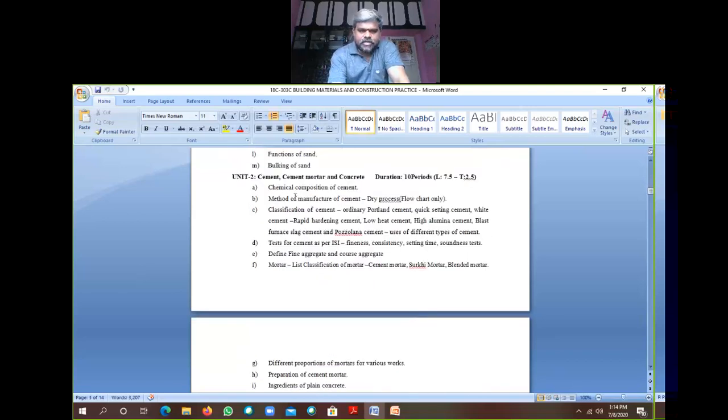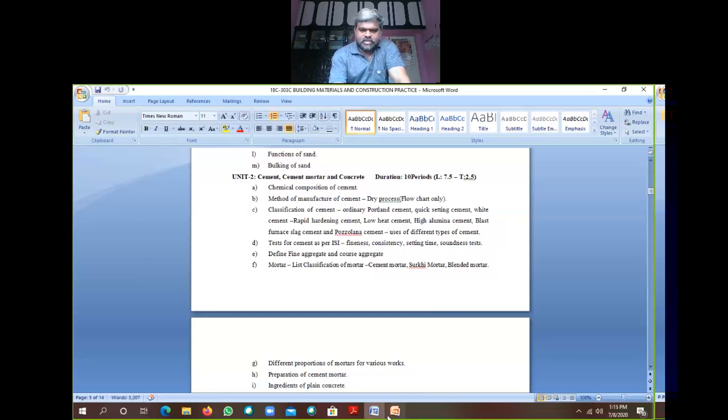Up to here, the chemical composition of cement was completed in the last class, and we completed the dry process method of manufacturing, and various types of cements and their uses. Now, today I will concentrate on tests to be conducted on cement as per IS standard, like fineness test, consistency, setting time, soundness. In detail, we will try to complete these, and we'll also discuss a small definition of fine aggregate and coarse aggregate.